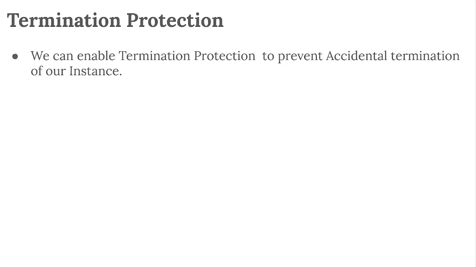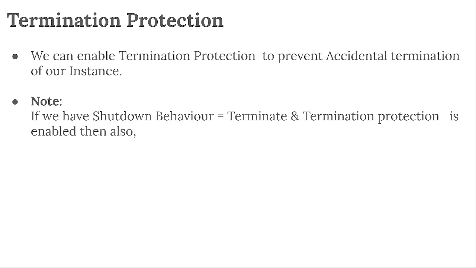Next is termination protection. We can enable termination protection to prevent accidental termination of our instance. Suppose we have two or three instances and we want to terminate another instance, and by mistake we terminate our useful instance. To prevent that, we can enable termination protection on an instance.